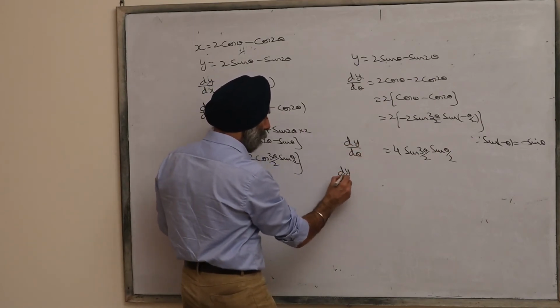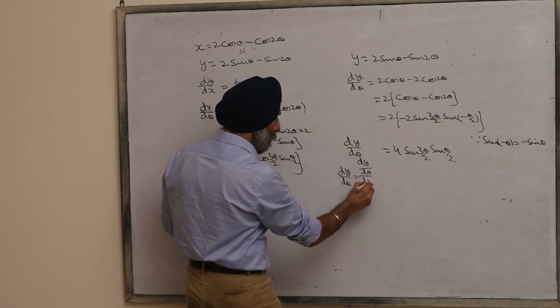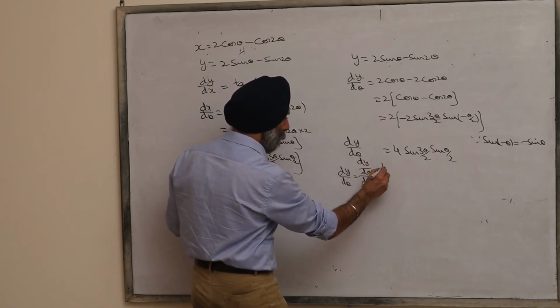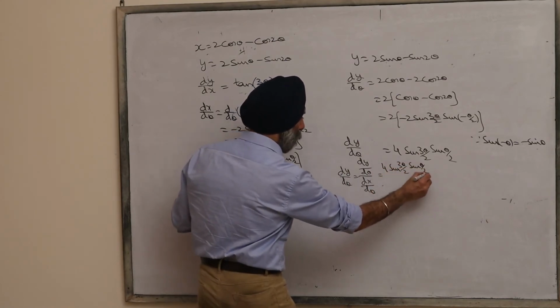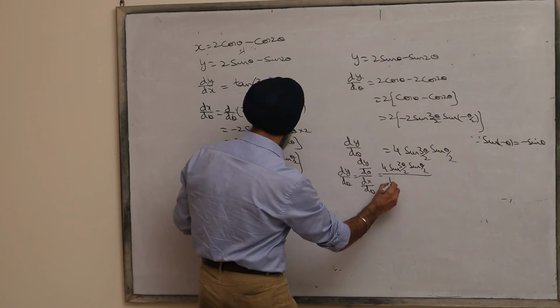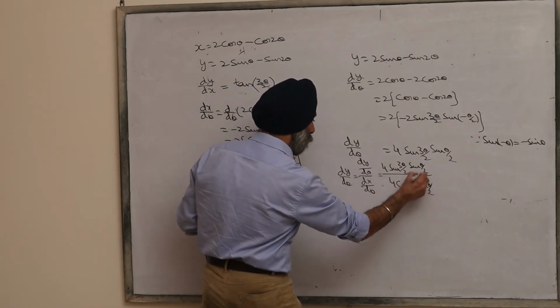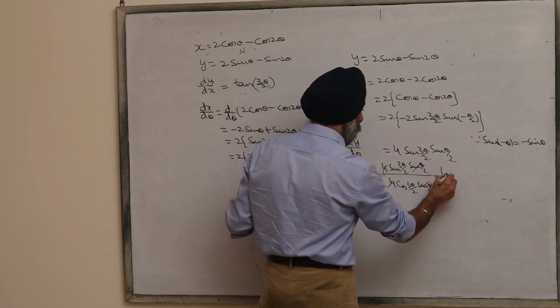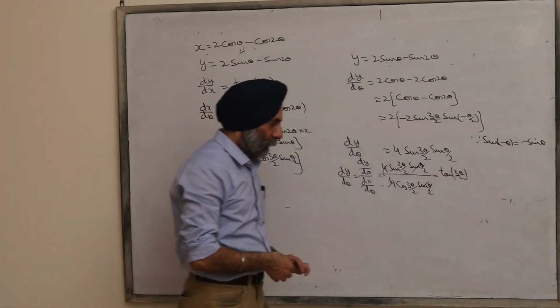So what is dy over dx? It is dy over d theta upon dx over d theta. What is that? 4 sin 3 theta by 2 sin theta by 2 upon 4 cos 3 theta by 2 into sin of theta by 2. So which is your tan of 3 theta by 2. Right?